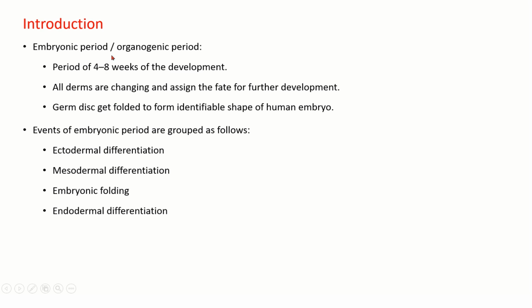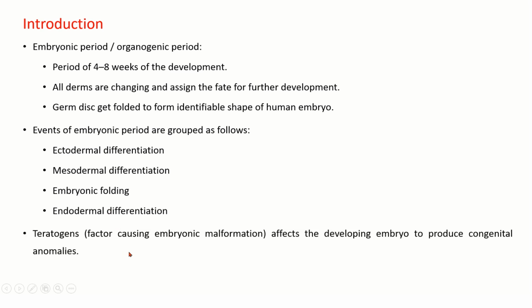So the embryonic period, also called the organogenic period, extends from 4 to 8 weeks. Ectoderm, endoderm, and mesoderm, everything is changing, and they are assigned the fate for further development. The germ disc gets folded to form the identifiable shape of the human embryo. So events in the embryonic period are grouped like this: ectodermal differentiation, mesodermal differentiation, embryonic folding, and endodermal differentiation. The teratogens, if they act during this embryonic period, have the maximum capability to produce congenital anomalies.